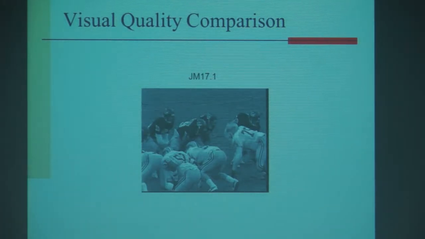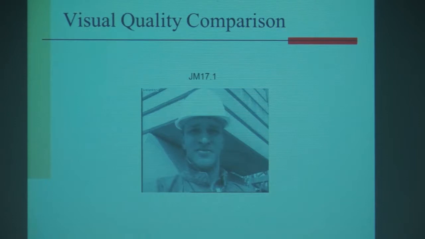This is a football sequence. This is the output of JM 17.1. This is our result. Similarly, for Foreman, this is the output of JM 17.1. This is our result.